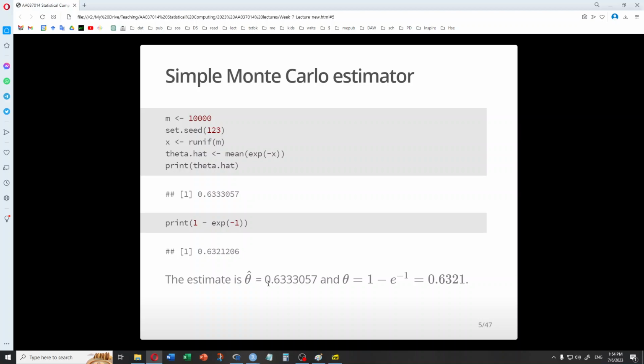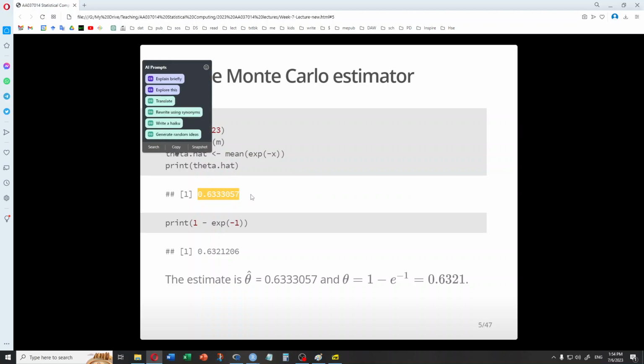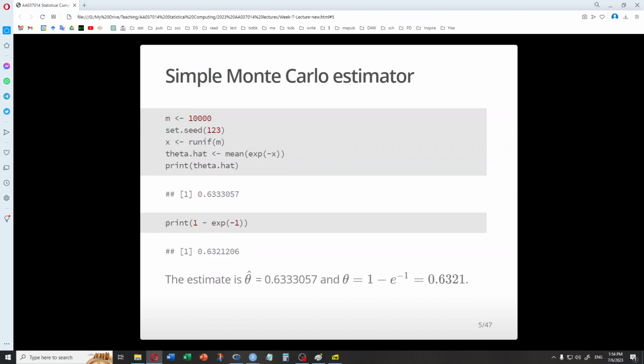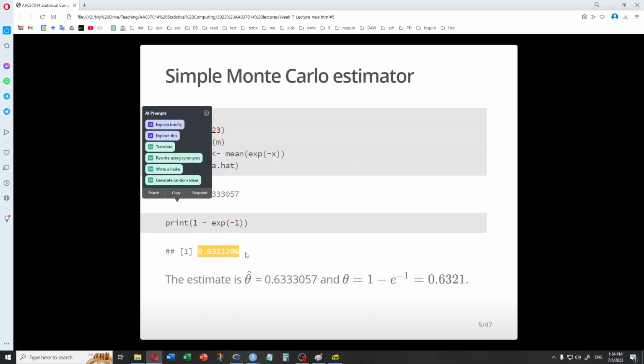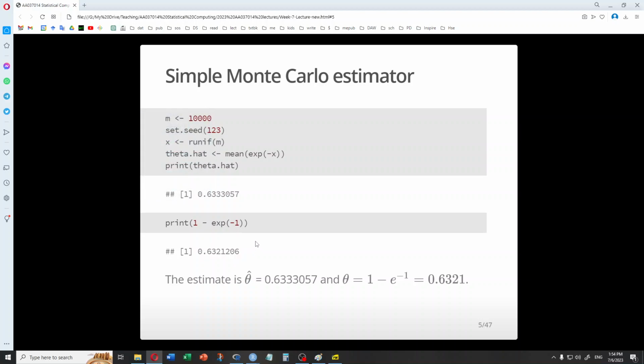And we can see that this is the estimated theta. Estimated theta is equal to this theta hat, which is 0.633, and then this is by integration. So by integration, you have 1 minus the exponent of negative 1, which is equal to 0.6321, and the value is not so much different.